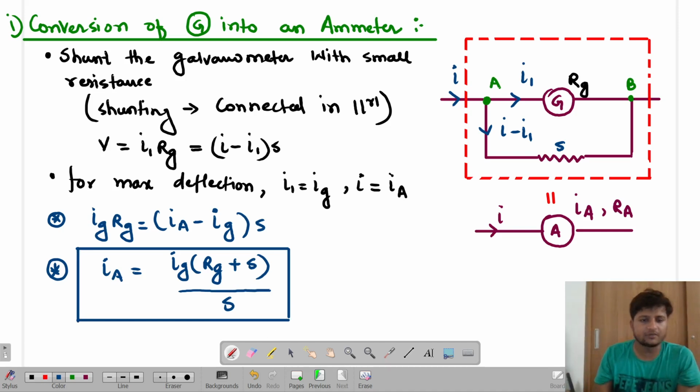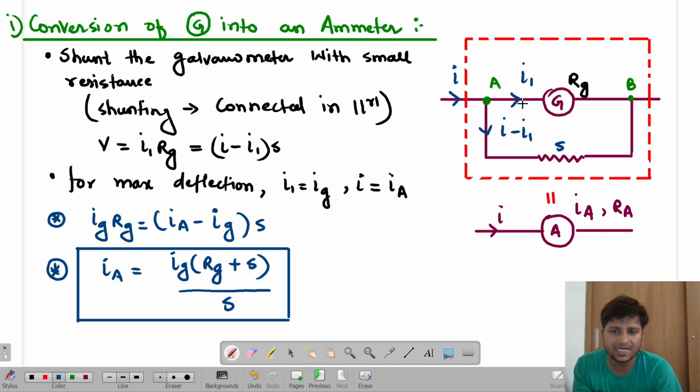So let me describe it once again. I took a galvanometer of some resistance and shunted it with a resistor of shunt resistance S. The current passing through the galvanometer will be I1 and through the shunt will be I minus I1. As we know, the voltage in a parallel circuit is always the same. So I1 into RG must be equal to S into (I minus I1). But the galvanometer shows the max deflection, so for max deflection I1 is exactly equal to the galvanometer current Ig, and I is the ammeter current. If it shows some other deflection, the max deflection will be given to you.